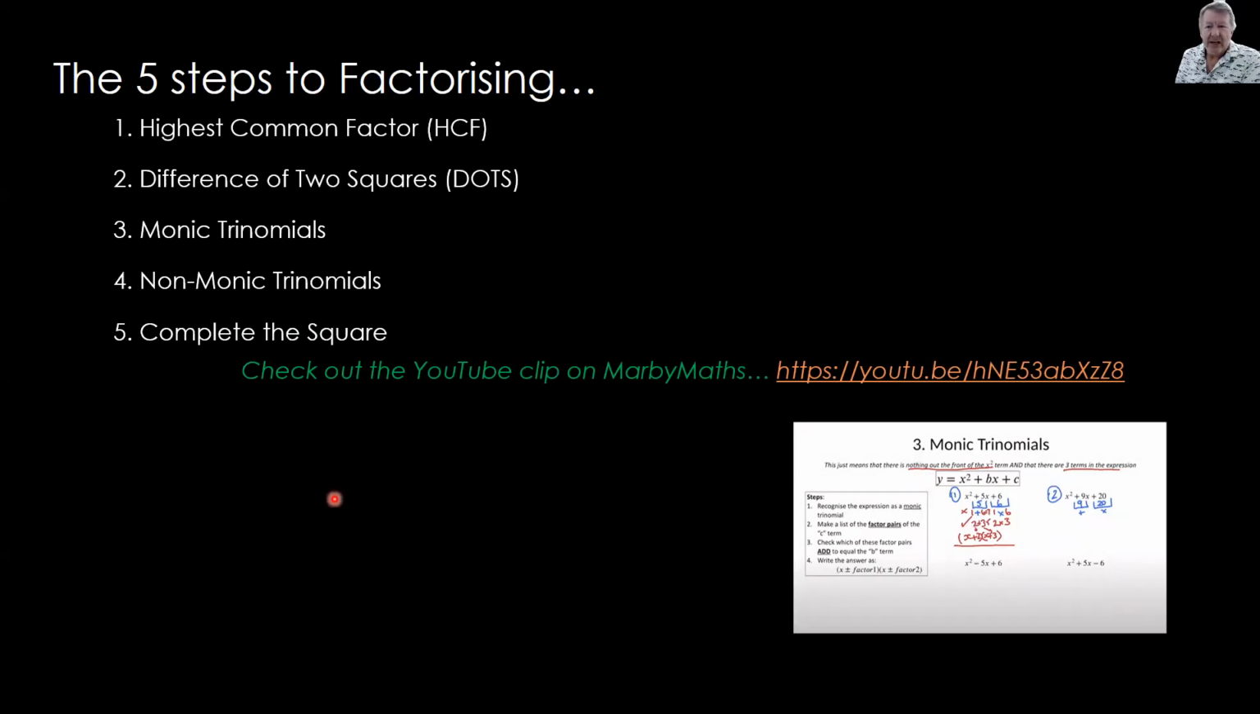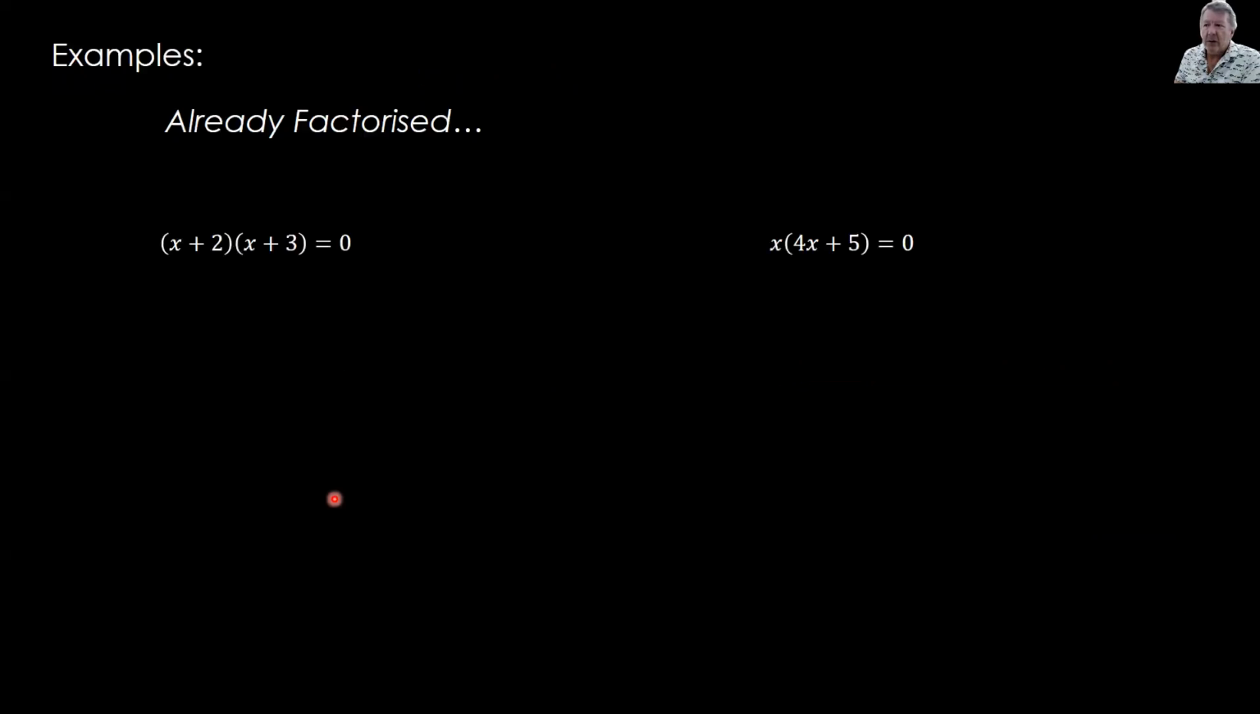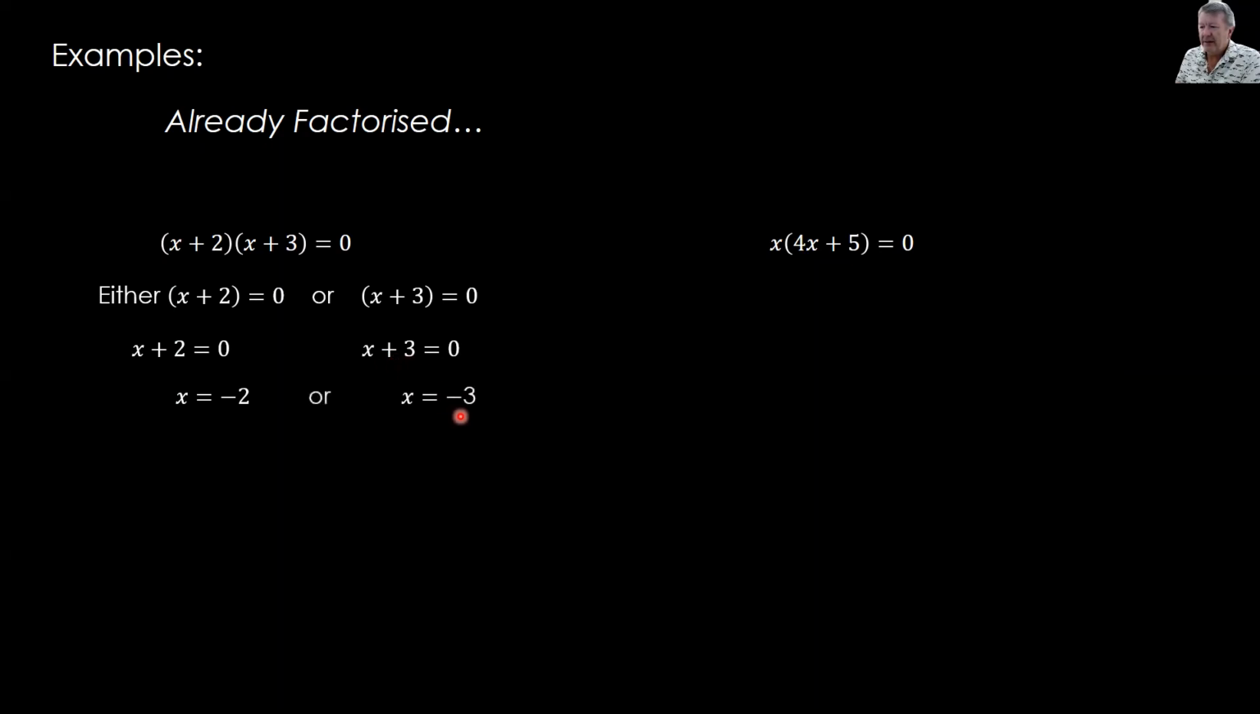Next, let's have a look at some examples of what we're doing with solving these quadratic equations. We could be lucky. Here's a couple that are already factorized. In that case, we've got our x plus 2 and our x plus 3. Great. So it's either x plus 2 equals 0 or the x plus 3 equals 0. So we split it up. X plus 2 equals 0. Shift the plus 2 becomes x equals -2. Same deal here. We've got our x plus 3 equals 0. So we shift the plus 3 and it becomes -3. So these are our two solutions.